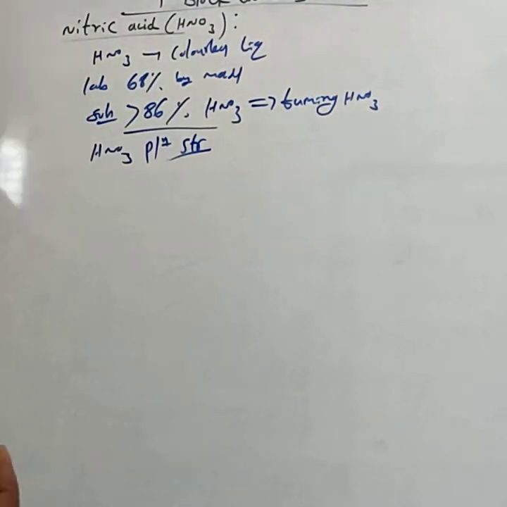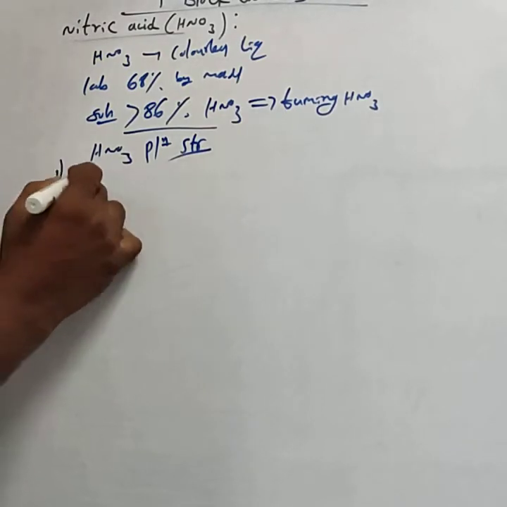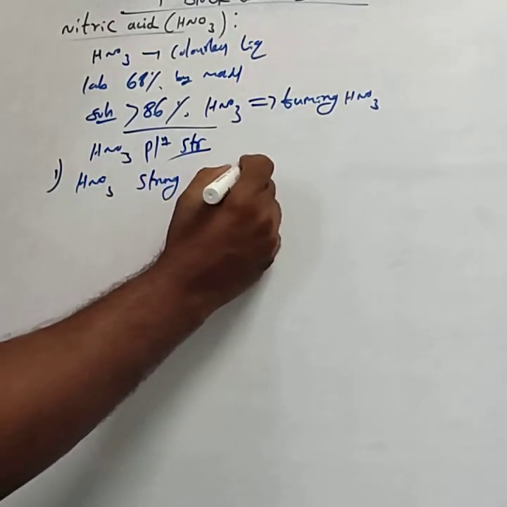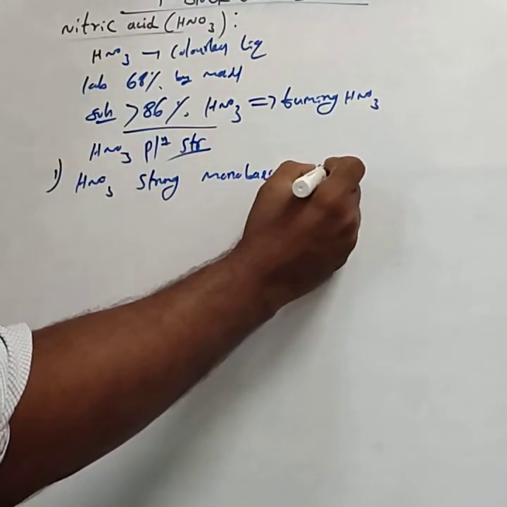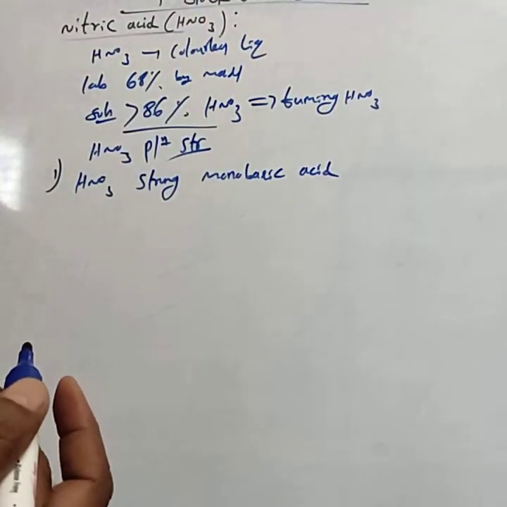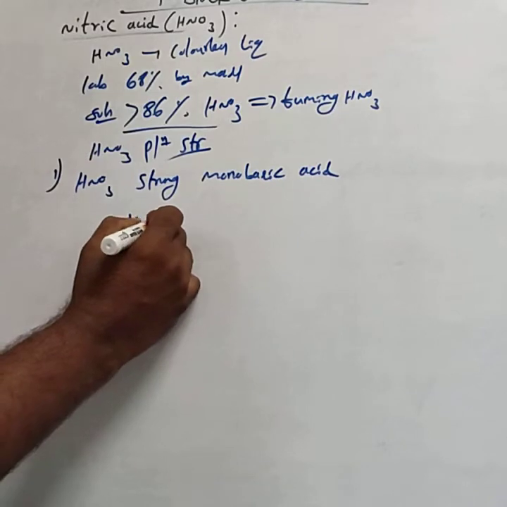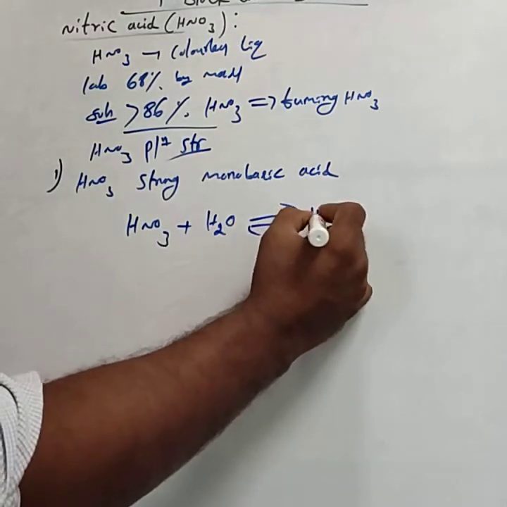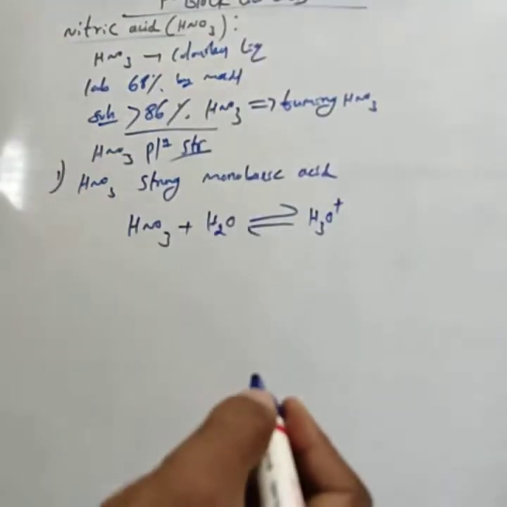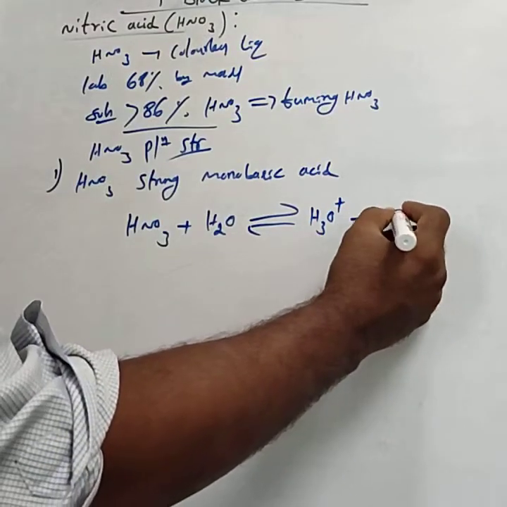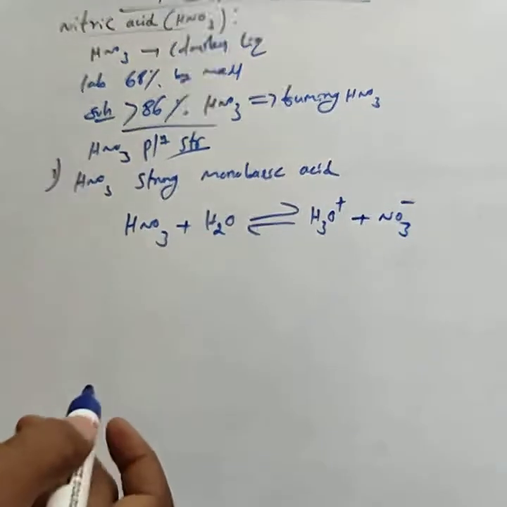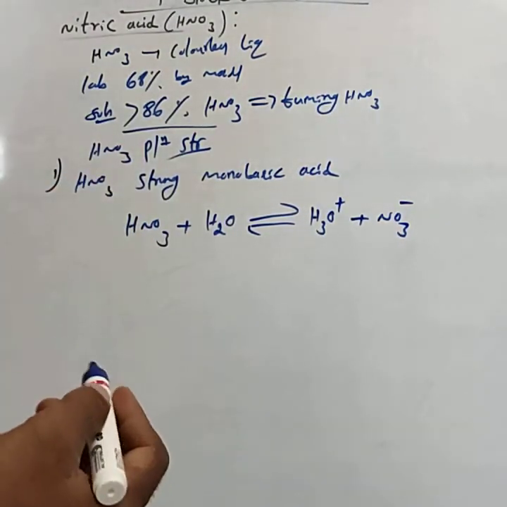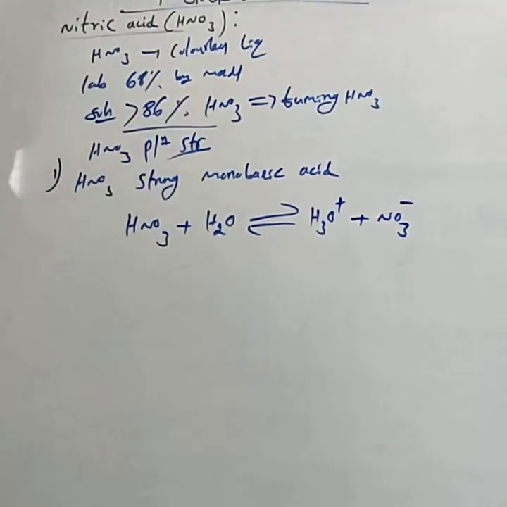Then you study the chemical properties. Nitric acid, HNO3, is a strong monobasic acid. Why is it a strong monobasic acid? When dissolved in water, it donates a proton, forms hydronium ion and NO3 minus. Hence it is a strong monobasic acid, as it can donate 1 proton.